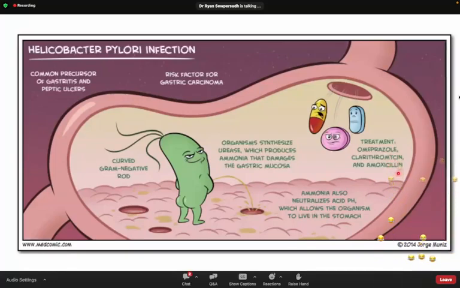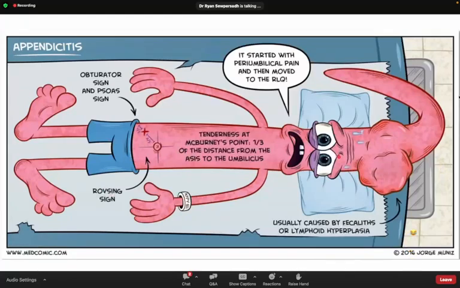Treatment is with your triple therapy: omeprazole, clarithromycin, amoxicillin. It's dual antibiotics with a PPI. So we say goodbye to Helicobacter.